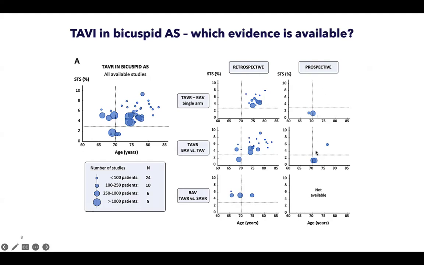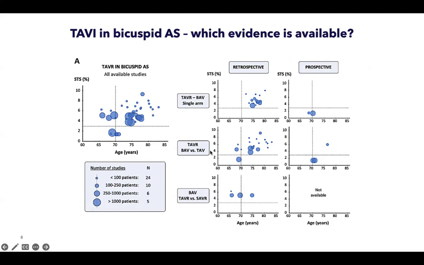There's very few prospective data, and there's actually no prospective data comparing TAVI with surgery. A properly powered, statistically powered study is not available. The only study that really compared TAVI with surgery in bicuspid is actually a portion of the Notion 2 trial. But for the rest, it's all retrospective data, and very often it's single arm, or it's even just comparing bicuspid versus tricuspid.